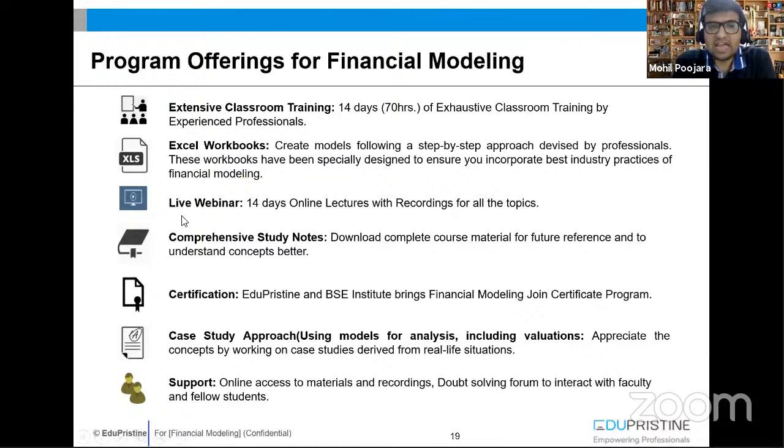Then there are live webinars. Because of the pandemic, you will have live online sessions on Zoom, which will also be recorded, and the recordings will be provided to you. You will get comprehensive study notes, all PPT, PDF, Excel, everything will be given to you in your LMS. You will get a certification from EduPristine and BSc.